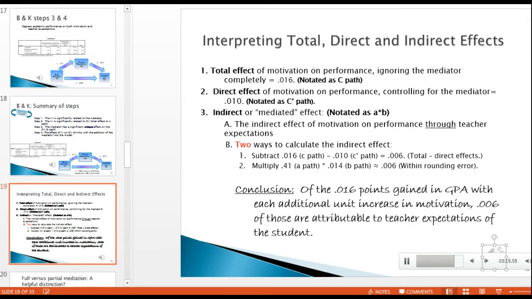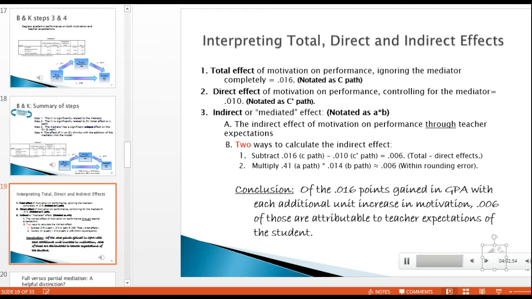Okay, so our conclusion for this study, using the Baron and Kenny method and just looking at the B weights and the direct and indirect effects, we can conclude that of the total effect of X on Y, and that's, remember, 0.016, with each additional increase in motivation, 0.006 of those points are attributable to the mediation effect, to the teacher expectations. Okay, so of the total effect, here's the indirect effect. That's what we're looking at. So just keep that in mind.